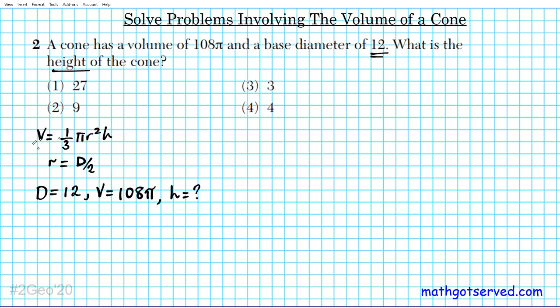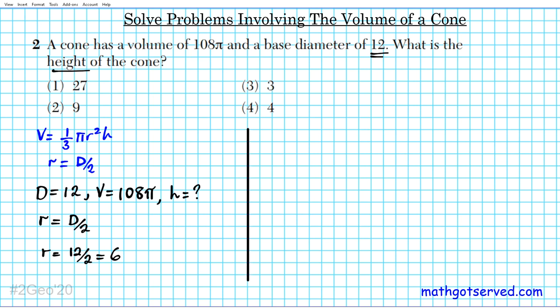So this formula relates volume, radius, and height. But we're given diameter, volume, and height. So we need to find r. To find the radius, we're going to use the formula r is equal to d over 2. So let's find the radius. The diameter is 12, so it's going to be 12 divided by 2. So 6 units is the radius of the base of the cone.